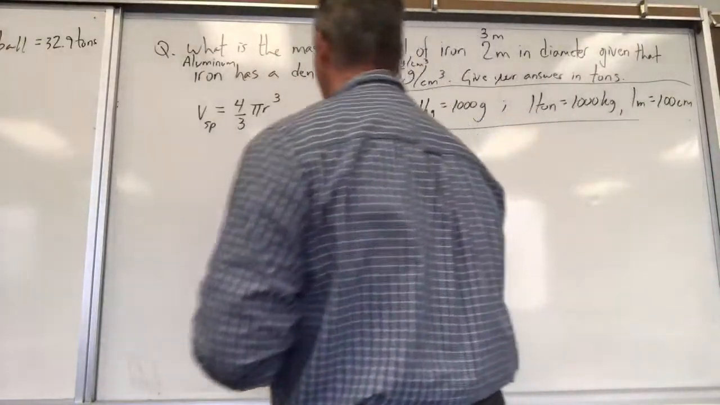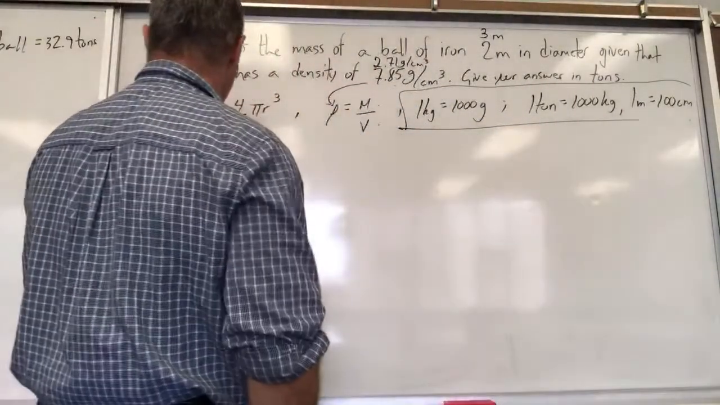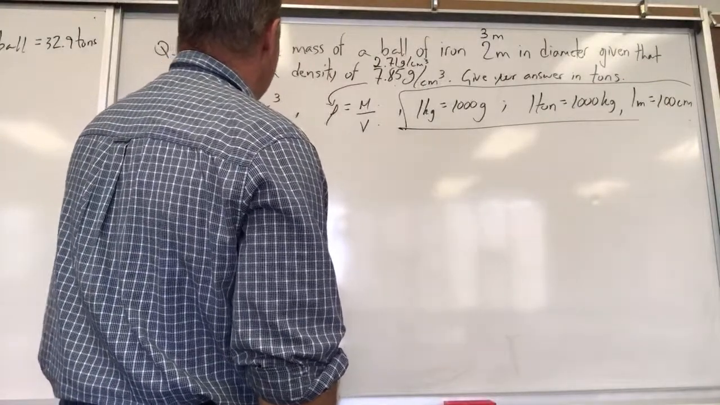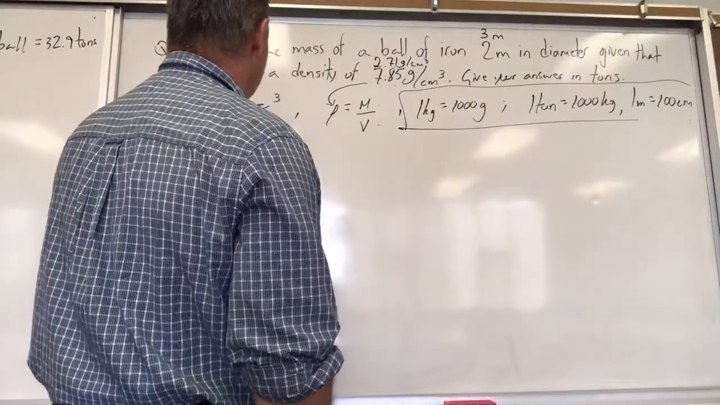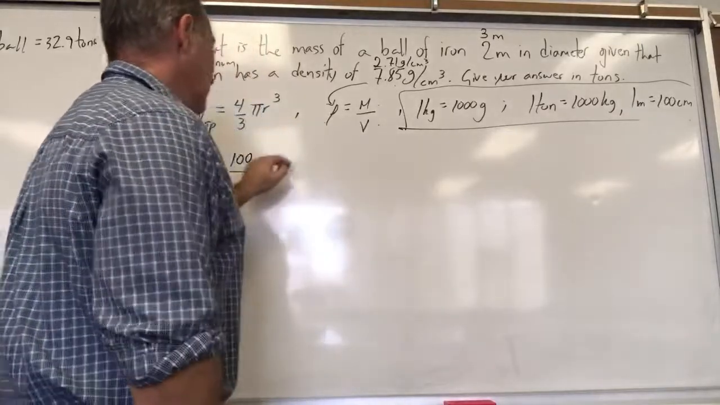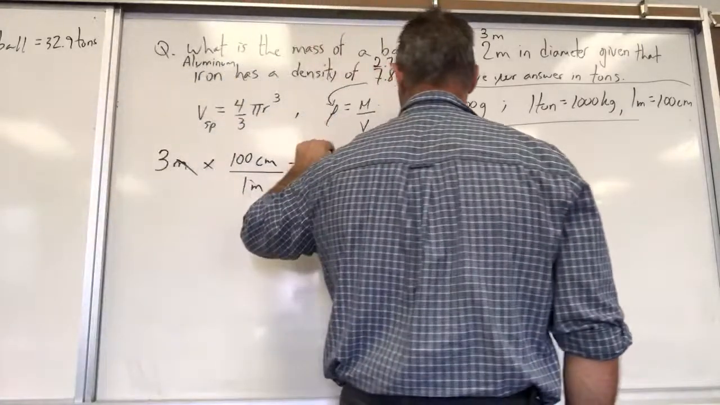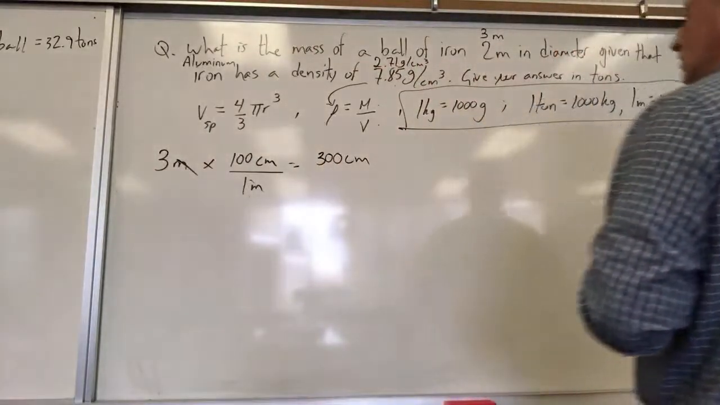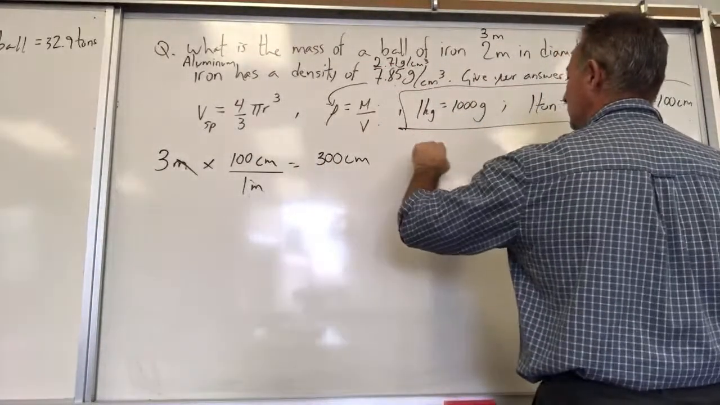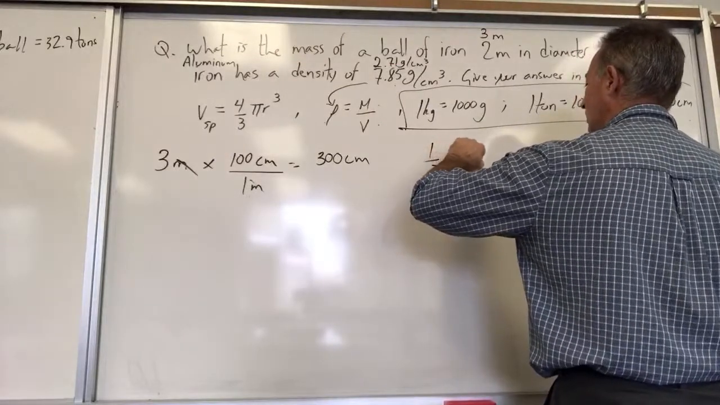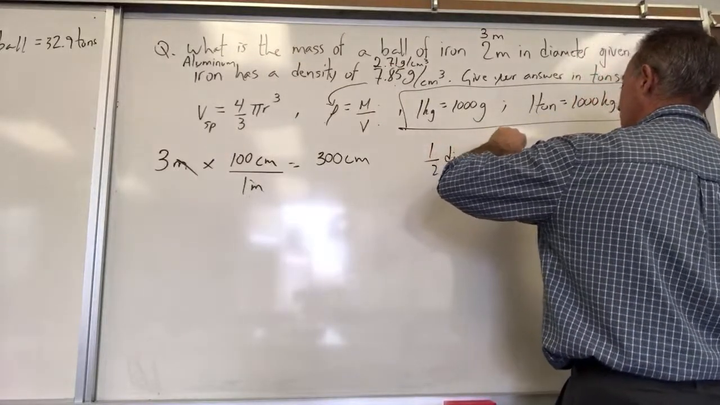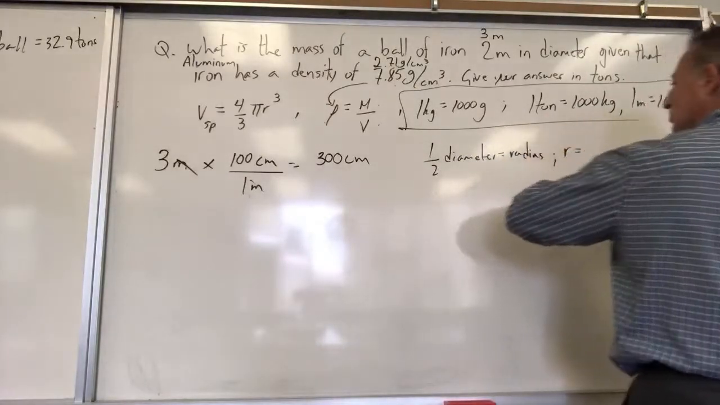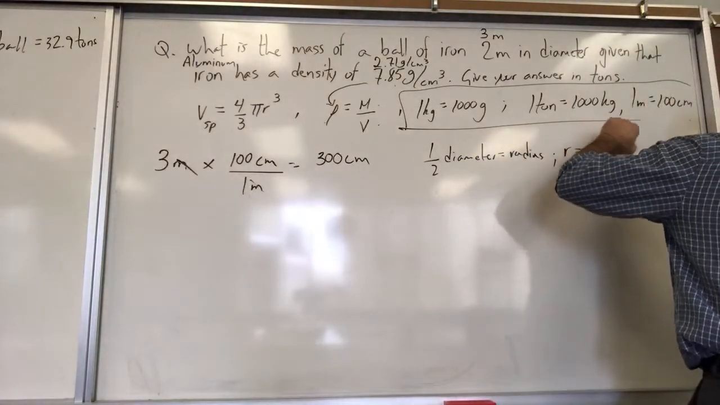We're told the ball is now 3 meters across, so we're going to convert to centimeters. There's 100 centimeters per 1 meter. Meters cancel, so you get a 300 centimeter ball, but it's made of aluminum. Half of the diameter is what we call the radius. So in this case, the radius is equal to 150 centimeters.